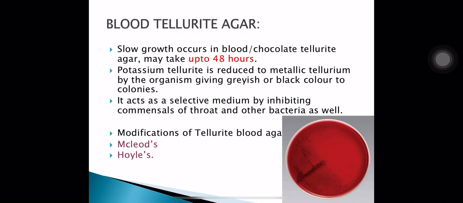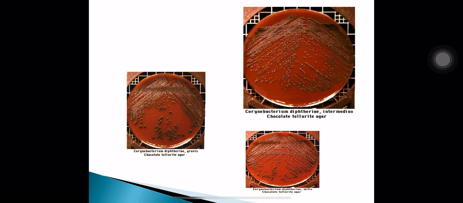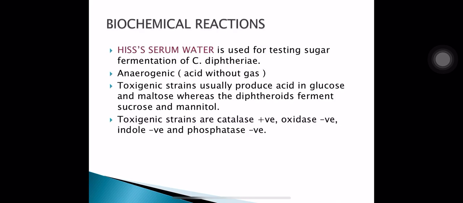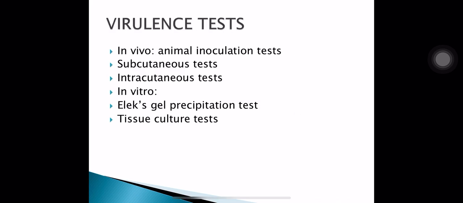Two modifications of blood tellurite agar include McLeod's and Hoyle's medium. You can see here black colonies of Corynebacterium diphtheriae on blood tellurite agar. Gravis will show daisy head colony, intermedius will show frog's egg colony, and mitis will show poached egg colony. Biochemical reactions can be performed using Hiss serum sugars. For virulence testing, in vivo and in vitro testing can be done.